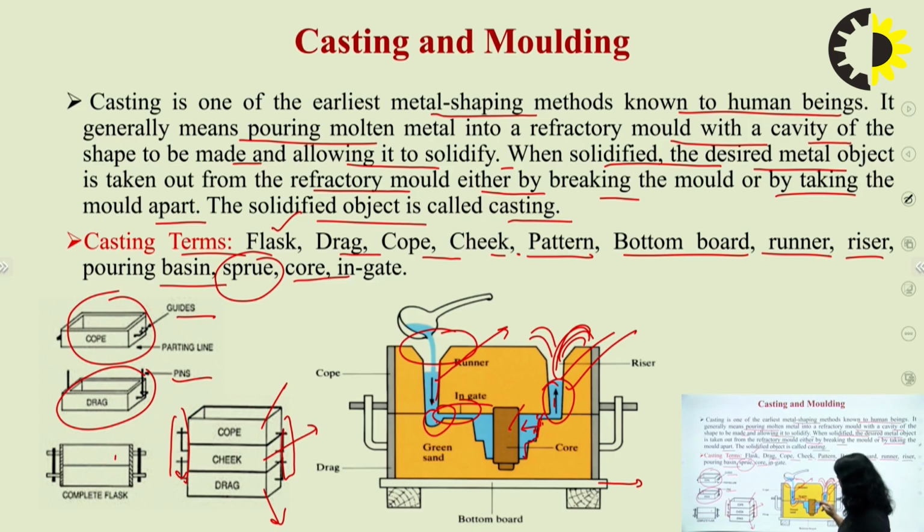If we want to control the internal cavity also, then we will use the core. Then we have the ingates. Ingates is basically connected to the runner and the mold cavity, which will allow the molten material to go into the mold cavity. So these are the different terms which will be used, and this complete setup is known as the gating system.